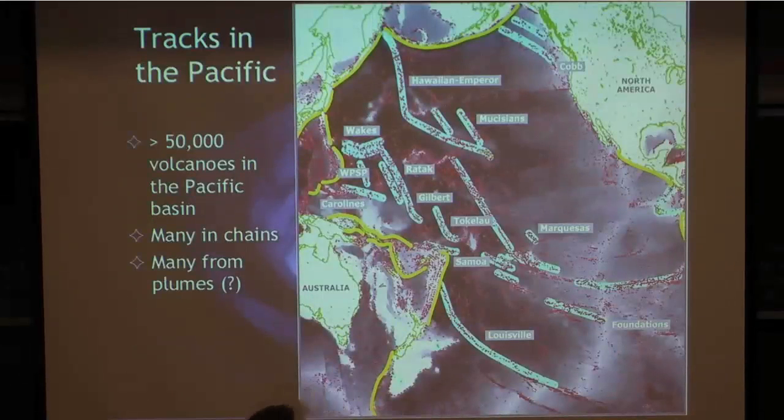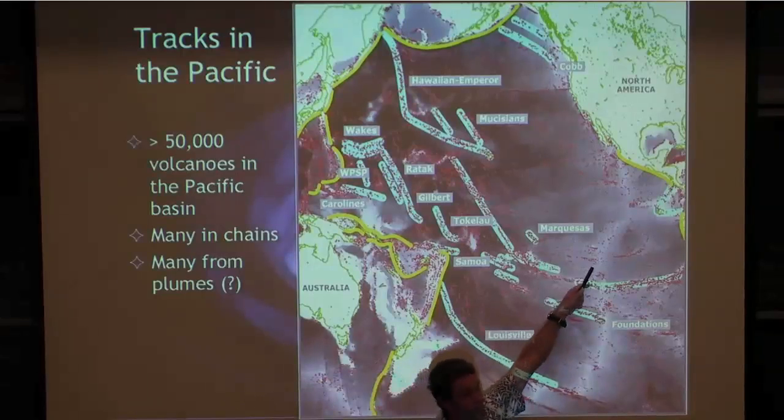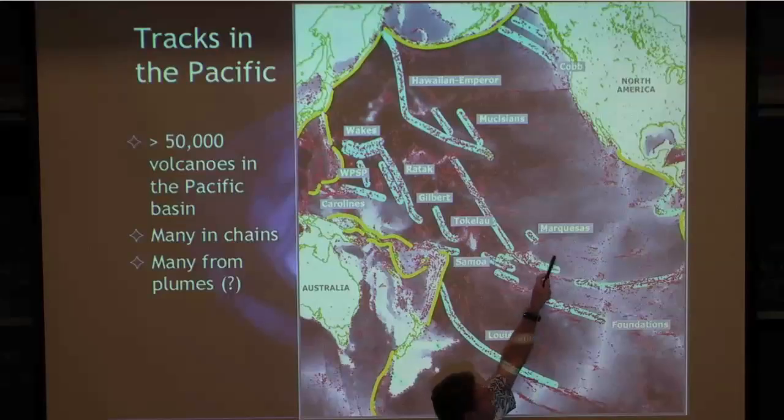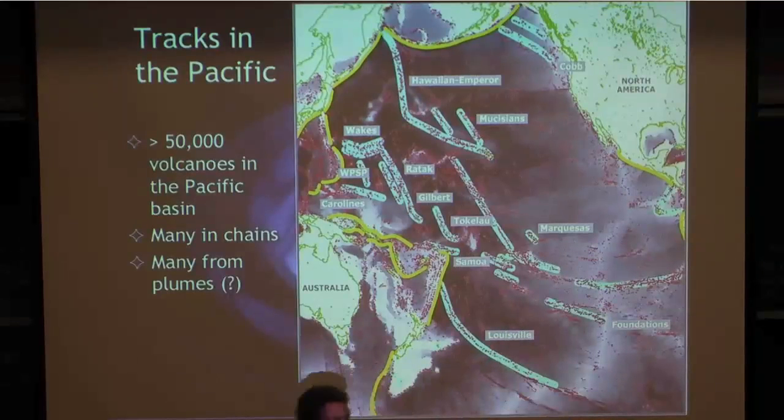Yes. Some of these things here have been looked at, and they're not age progressive. You go along these chains and you'll find age ranges over, say, a 20 million year range, but any age can pop up anywhere along the chain, right? So that's not age progressive. And to be honest, I suspect that's what the Line Islands actually are, a similar kind of thing.